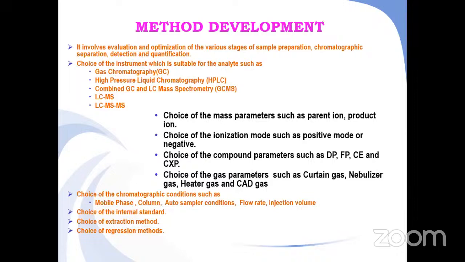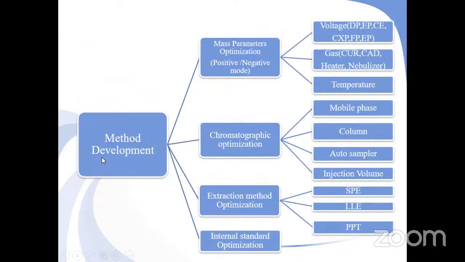Next, the choice of the chromatographic conditions such as mobile phase, column, autosampler conditions, flow rate, and injection volume. Choice of the internal standard. Choice of the extraction method, which includes the denaturation method, solid phase extraction, and liquid extraction, based on the nature of the sample. Next, the choice of the regression methods. So these are the basic things.